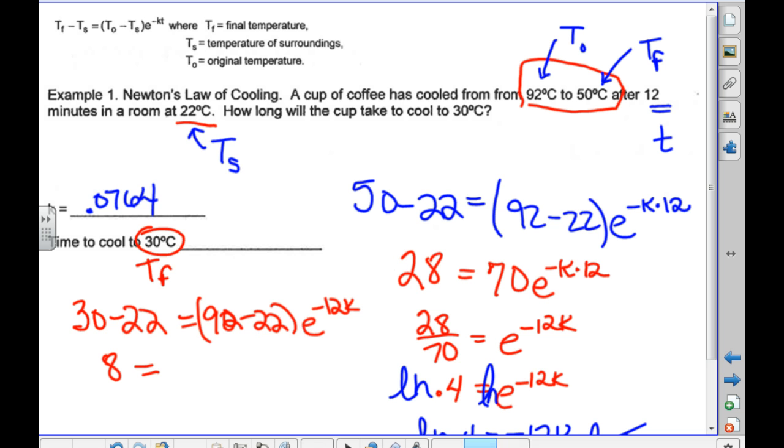Yep, nope. I'm just making this all confusing. What do we need to be putting in here, guys? What are we looking for this time? T, yep. So we have negative 0.0764 as our K times T.